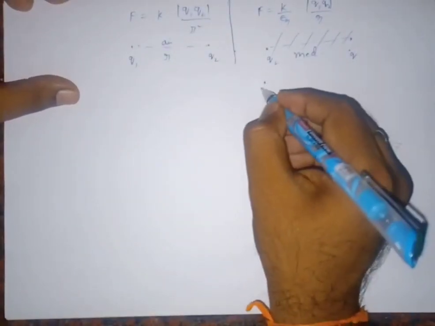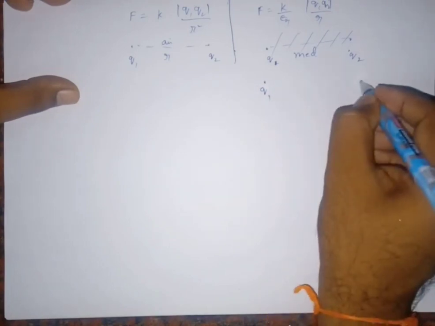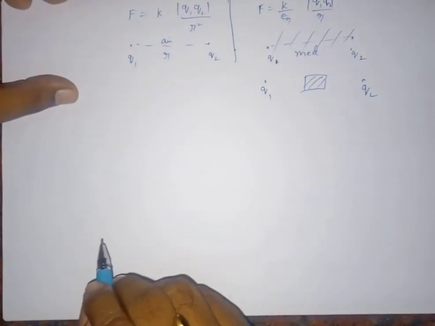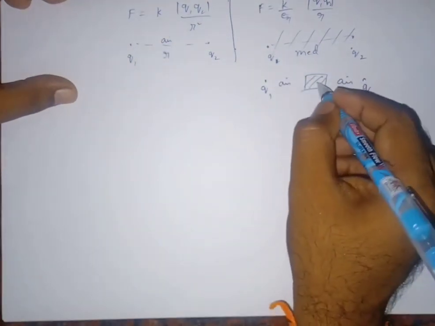Now the point is, what happens if the two charges are actually separated by a certain medium, but that was like a partial medium. So this is air, but this is medium.